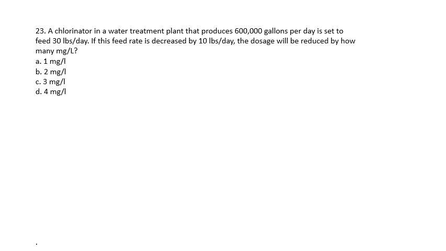A chlorinator in a water treatment plant that produces 600,000 gallons per day is set to feed 30 pounds a day. If this feed rate is decreased by 10 pounds per day, the dosage will be reduced by how many milligrams per liter?